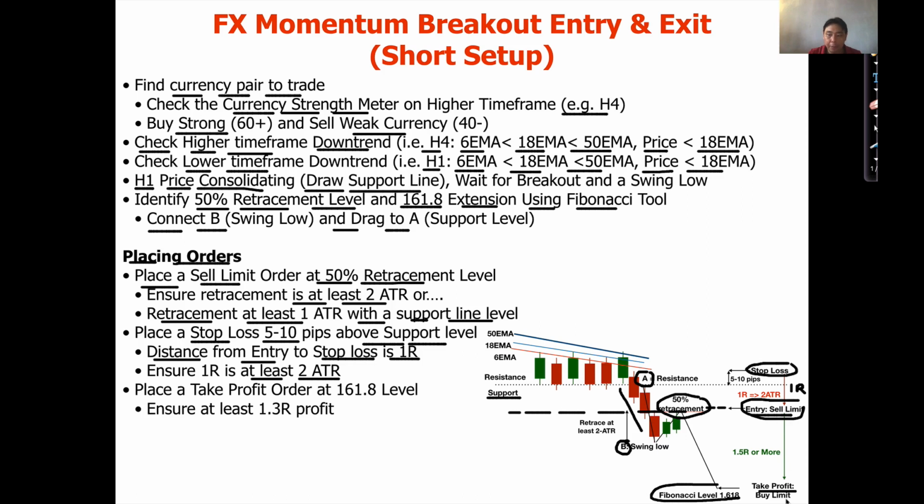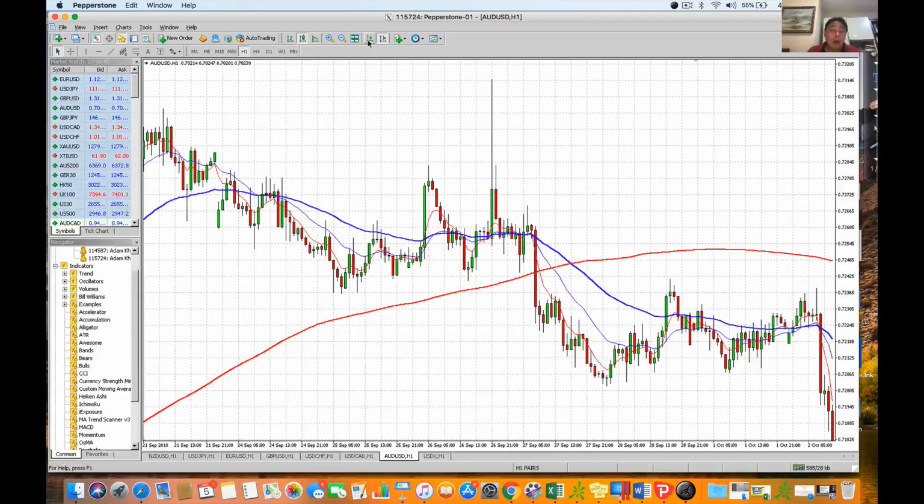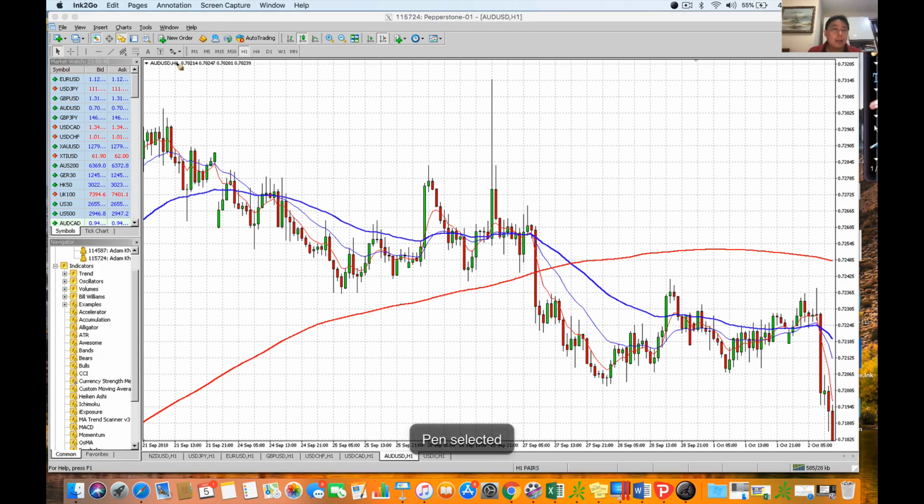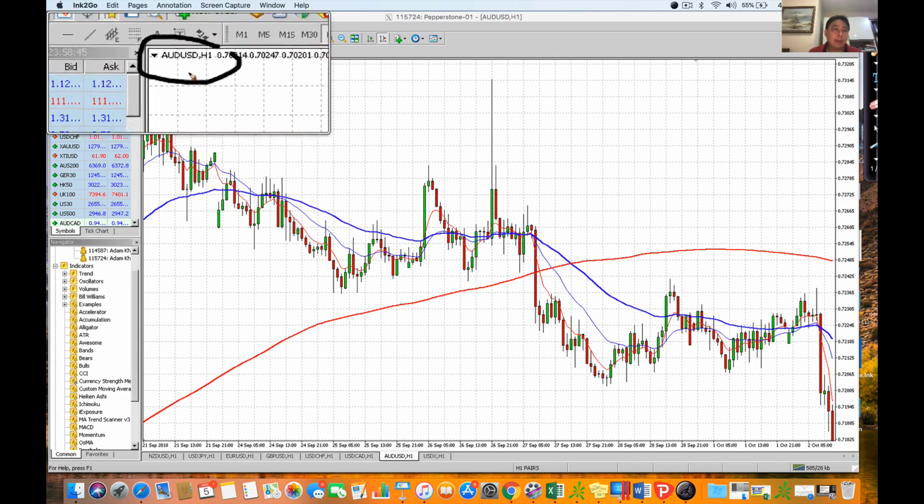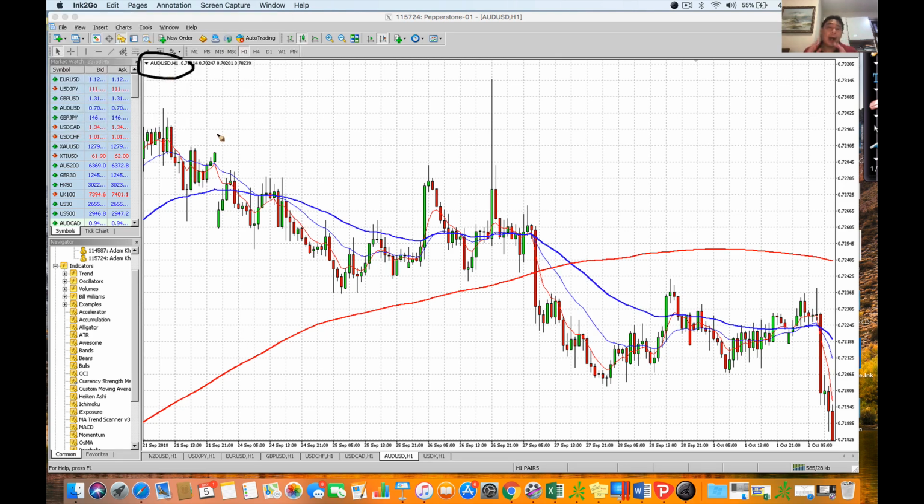And we place a profit target at the 161.8 level, ensuring a profit of at least 1.3R or 1.5R or more. That will be ideal. All right, so let's take a look at a recent example, and this is shorting the Aussie dollar on the H1 time frame. So again, how did I identify this trade?